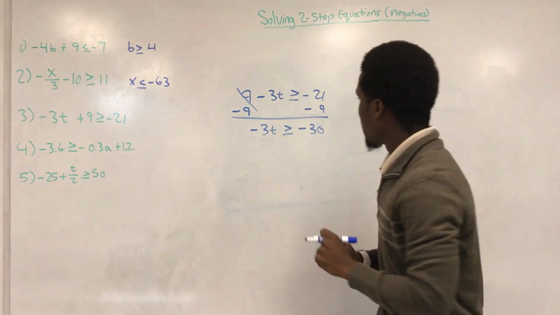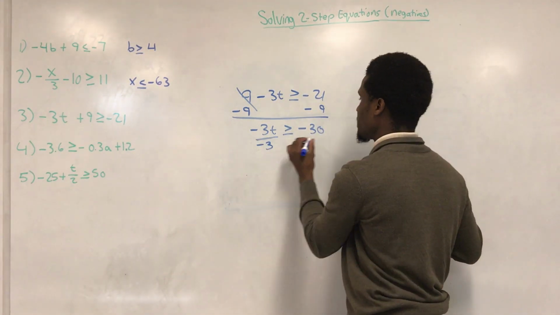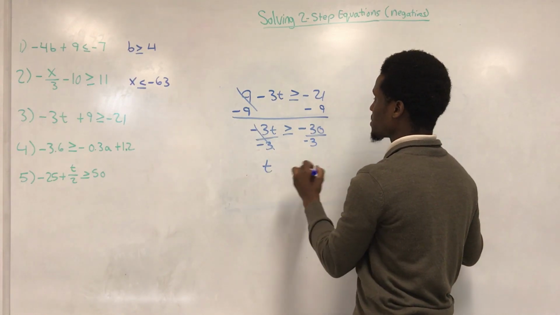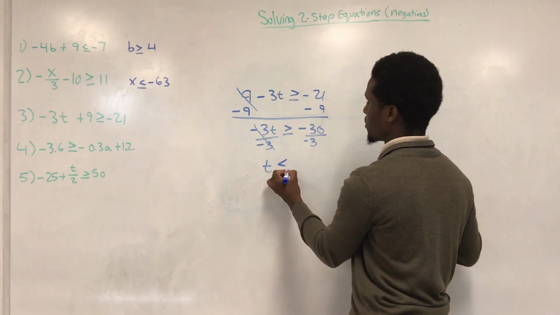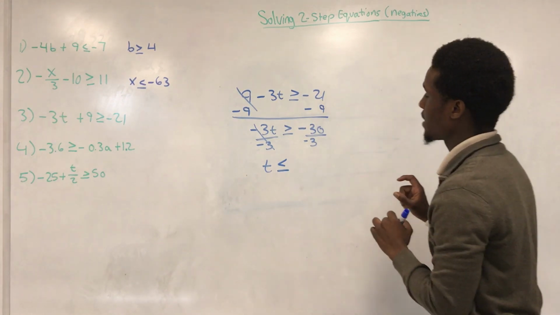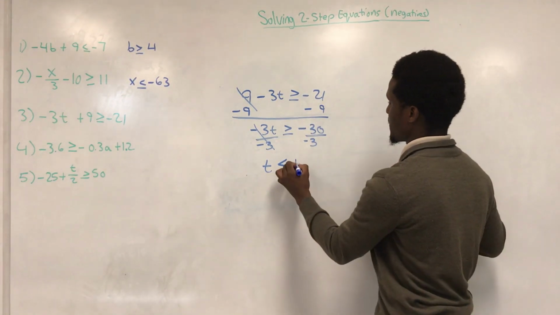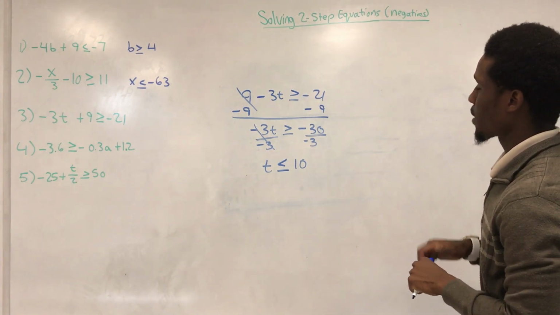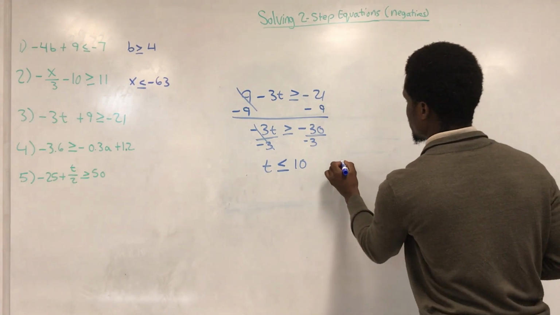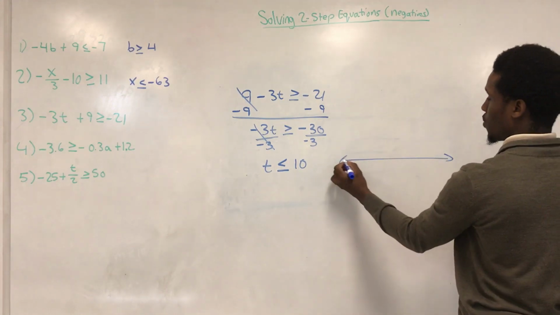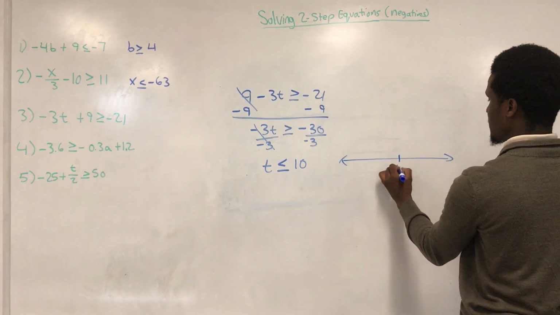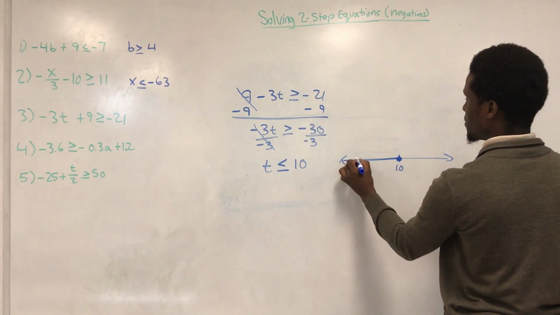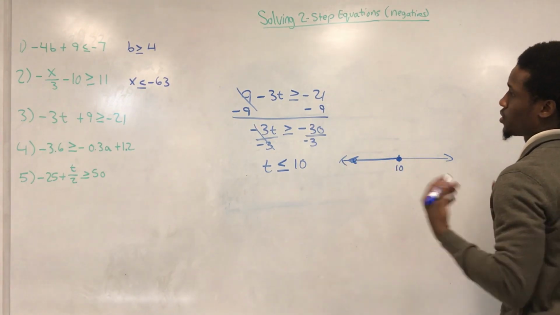Okay? Now, I'm going to divide by negative 3, divide by negative 3. So t is now going to be less than or equal to 10. Okay? Now, in order to show this on a number line, what we have to do is find 10, right? It's included, so less than or equal to, and then it goes in this direction.